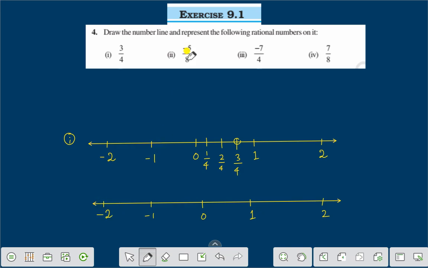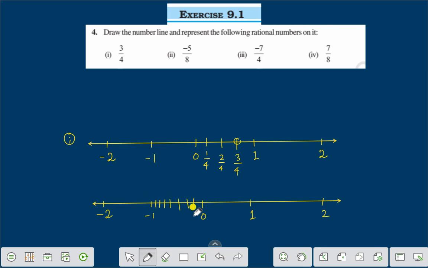Now the point is minus 5 by 8. Minus 5 by 8 means negative, right? That means you have to divide 0 and minus 1 into 8 equal parts, right? That is 1, 2, 3, 4, 5, 6, 7 and 8. Here you see 1, 2, 3, 4, 5, 6, 7 and 8.